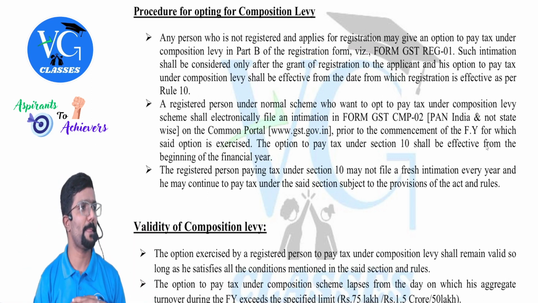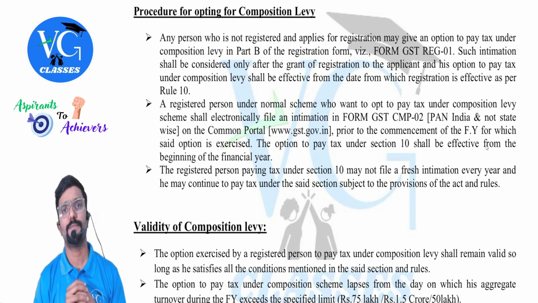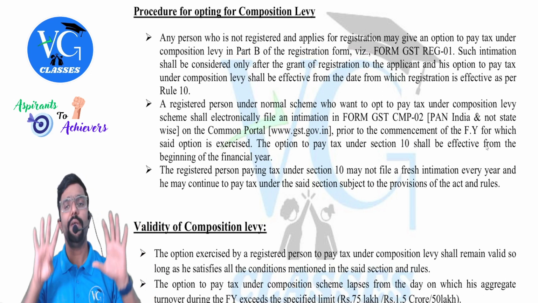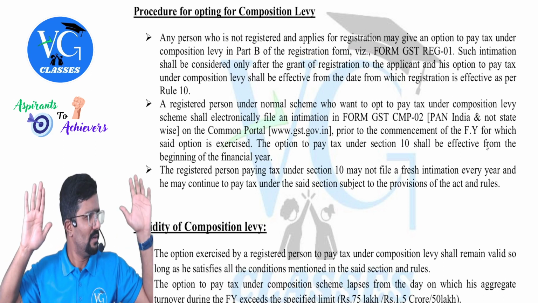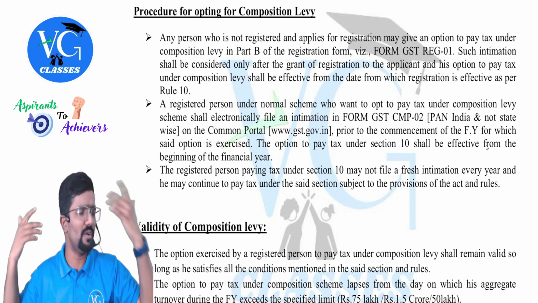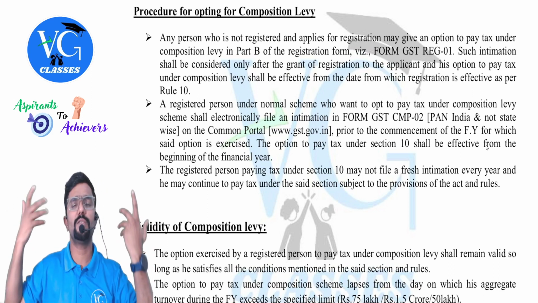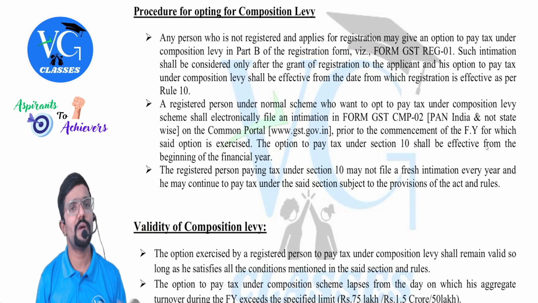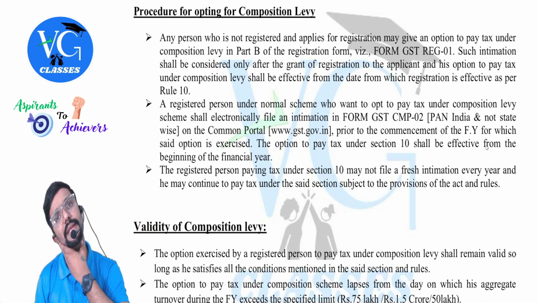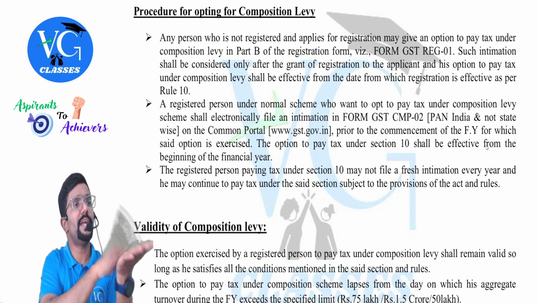Composition supplier. Next scenario. I am already registered under section 9, but I felt, oh, too high rate. I am not able to pay every month. My customers are also not supporting. They are telling, 18%, why should I pay? So I thought, let me switch to section 10. Can I move from 9 to 10?